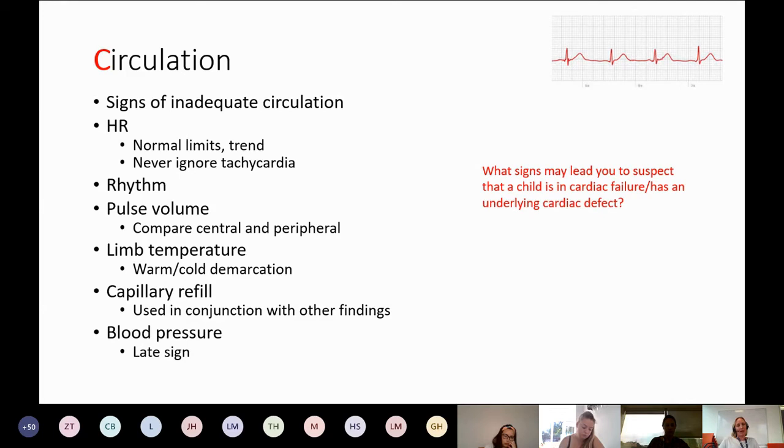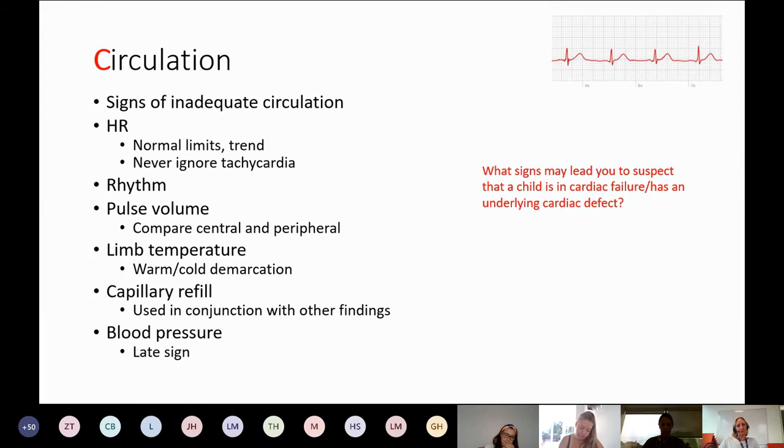We look at the heart rate. Again, we're in paediatrics. Is their heart rate normal for that age of child? What's the trend of their heart rate? We know in children never to ignore tachycardia, because increasing heart rate is how children increase their cardiac output. So you should never ignore a child that's tachycardic. You need to look for a cause of tachycardia. Are they in a normal rhythm? Are they in a sinus rhythm? Is it fast? Is it slow? Or are there any abnormalities and it's not sinus?